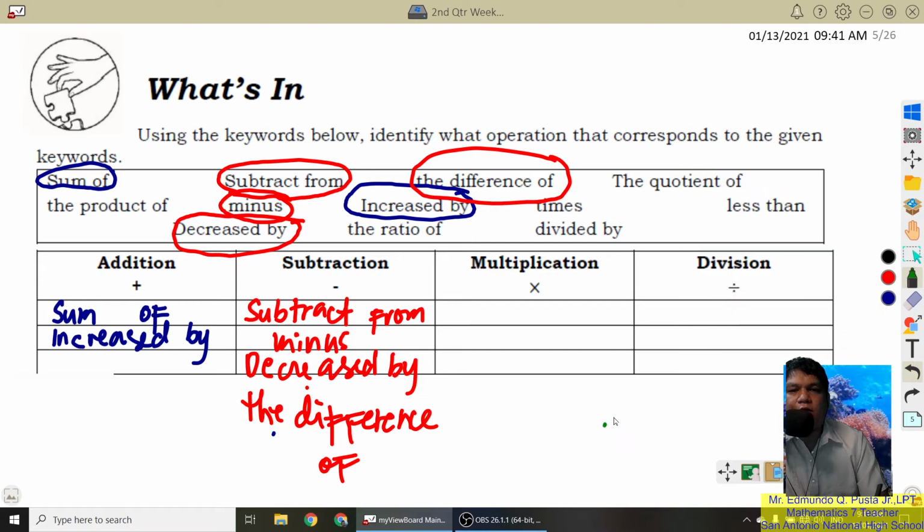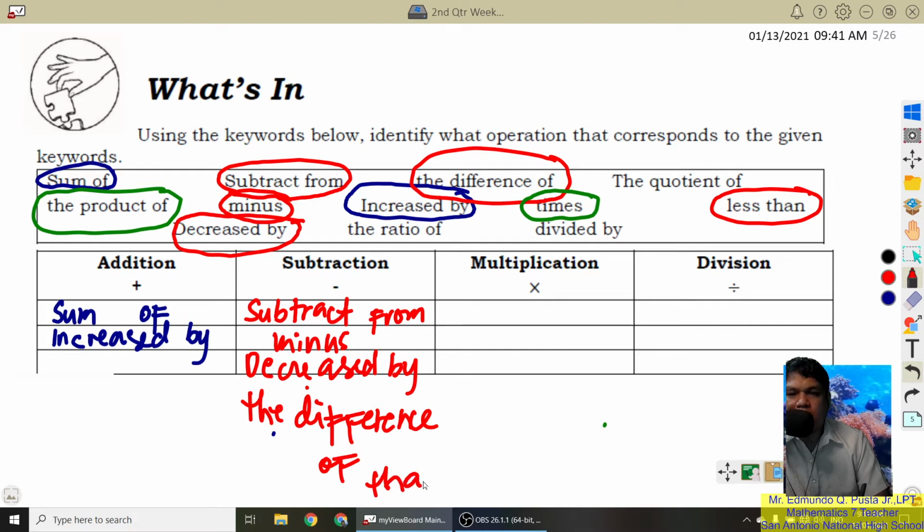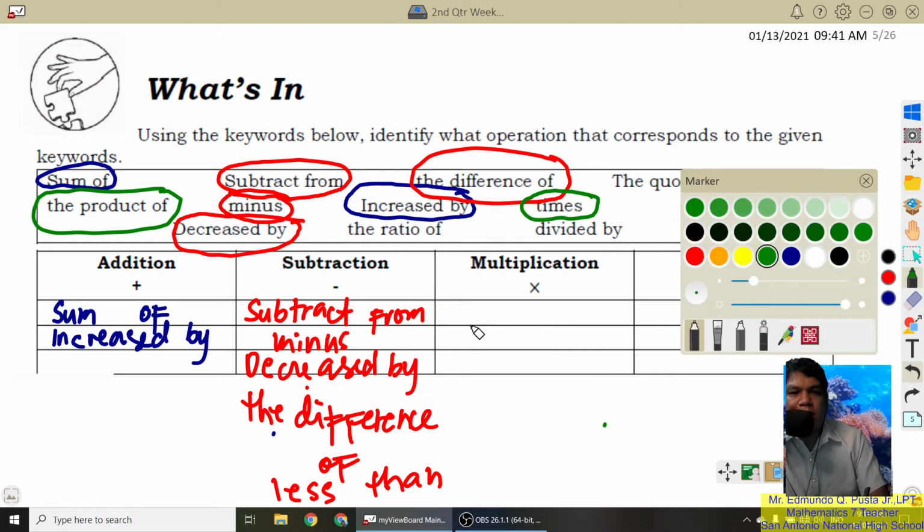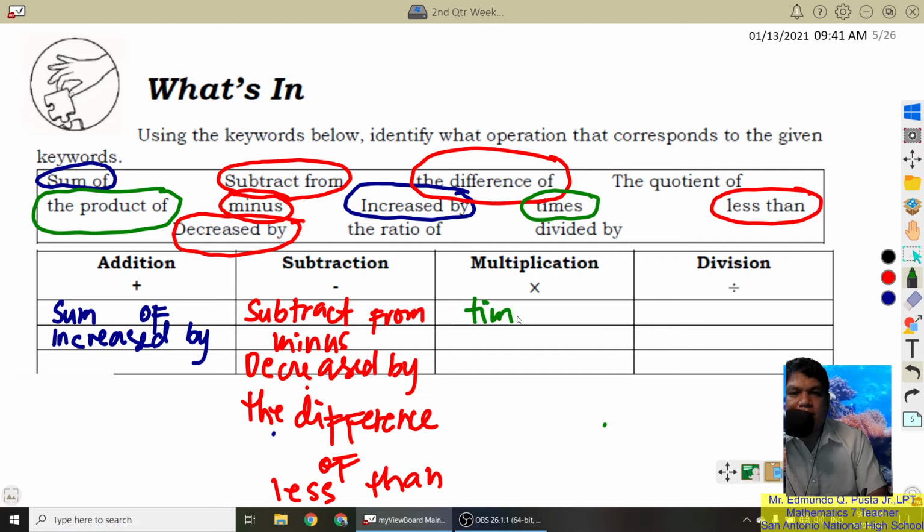How about multiplication? So we have the product of, ayan, ano pa, times. By the way, we still have another one, yung less than. Less than, dito rin yan sa subtraction. Yan, sama natin dyan. So, sa multiplication, we have times and the product of.